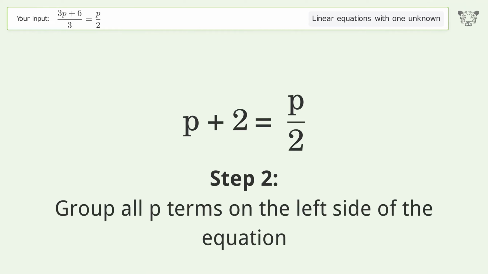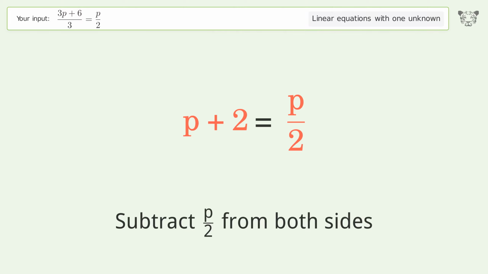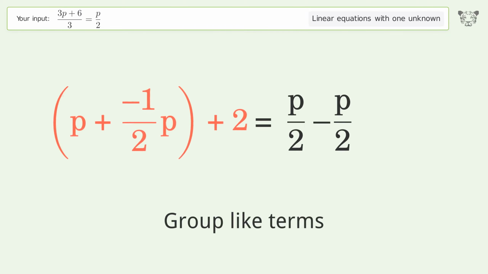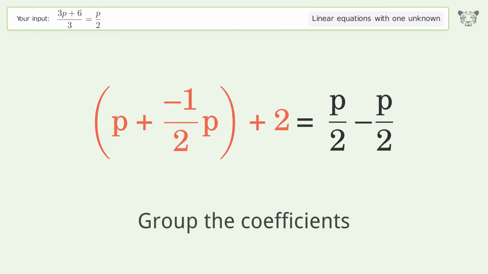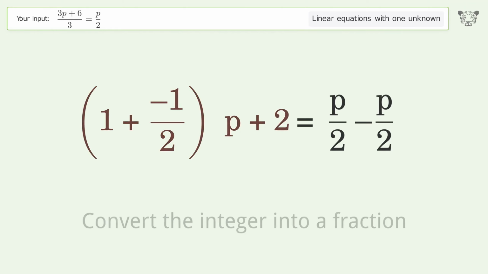Group all p terms on the left side of the equation. Subtract p over 2 from both sides. Group like terms. Group the coefficients. Convert the integer into a fraction.